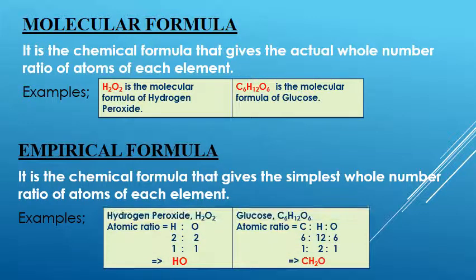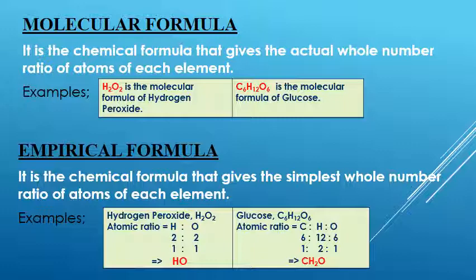Sometimes, for some molecules, the ratio of atoms of elements present in it can be simplified. For example, hydrogen peroxide, H2O2, contains 2 hydrogen and 2 oxygen atoms. The ratio of hydrogen and oxygen here is 2:2, which can be simplified to 1:1, and this leads to a formula of HO, in which there is 1 hydrogen and 1 oxygen atom.